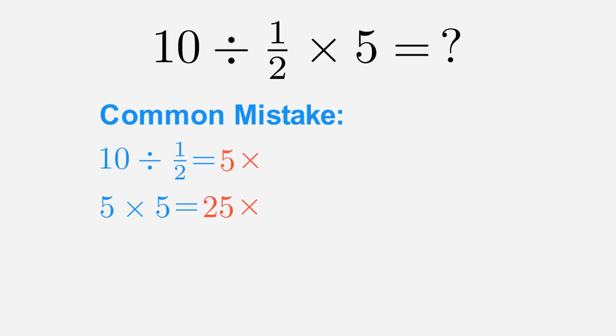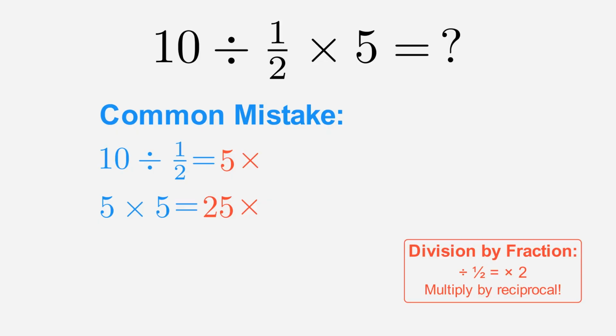The trap is thinking 10 divided by 1/2 equals 5. That's backwards. Dividing by 1/2 is the same as multiplying by 2. How many halves are in 10? 20 halves. So 10 divided by 1/2 equals 20, not 5.